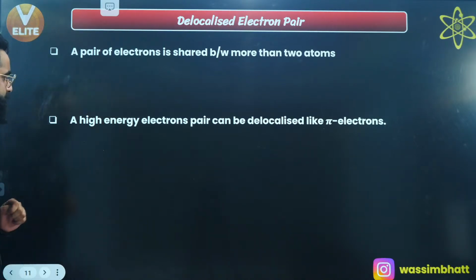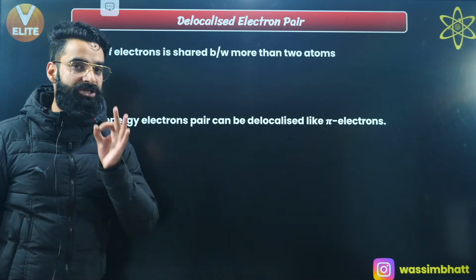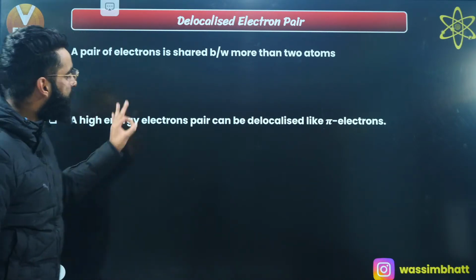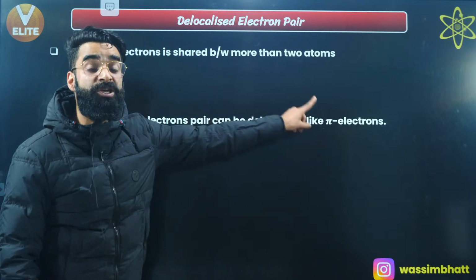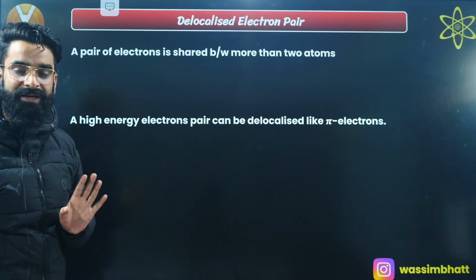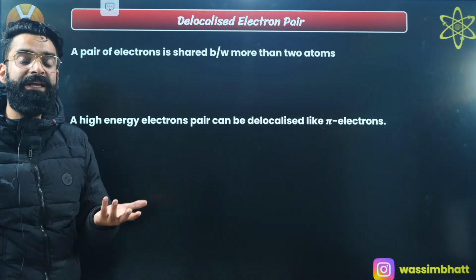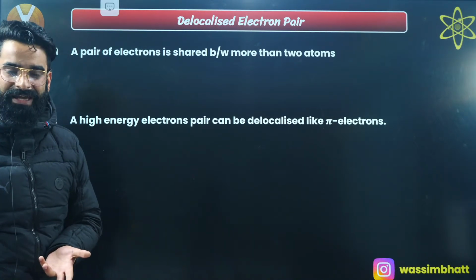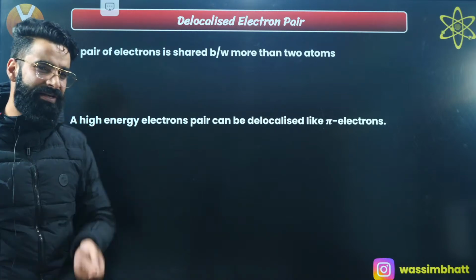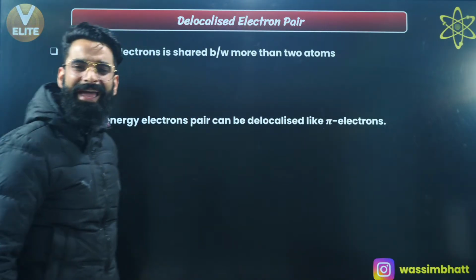Now the point is, which electron pairs can be delocalized? Do remember, high energy electron pairs, like your pi electrons, can be delocalized. Sigma electrons cannot be delocalized, because sigma electrons are not high energy electrons. What is the reason behind that? Why do we say pi electrons are high energy electrons?